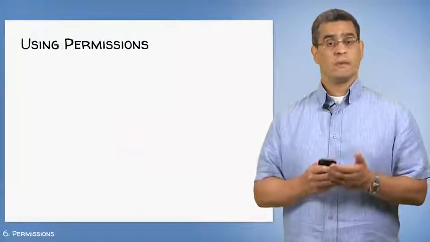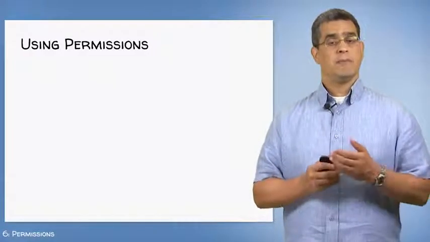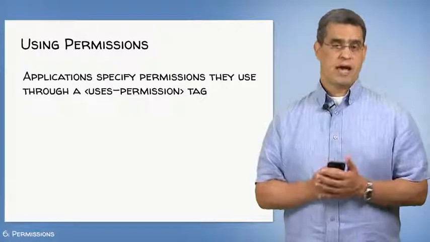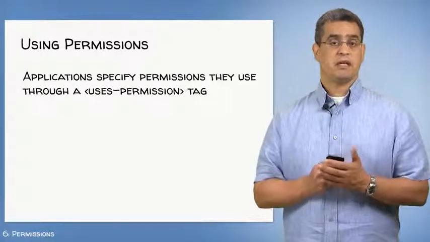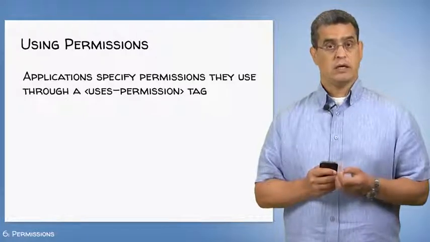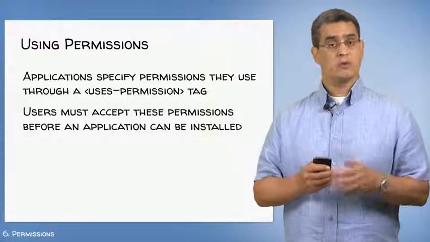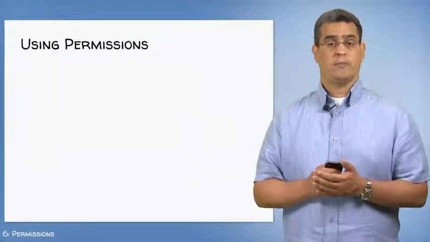So first, when an application needs to use a permission, it specifies that permission by putting a uses permission tag in its AndroidManifest.xml file. And when that application is installed on a device, the user will have to accept that permission. Otherwise, errors or access failures will occur.